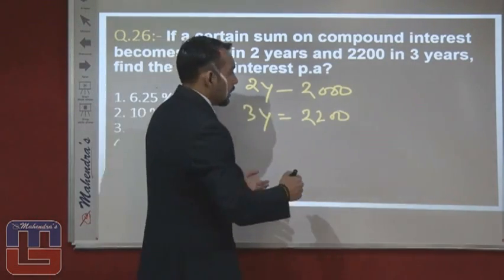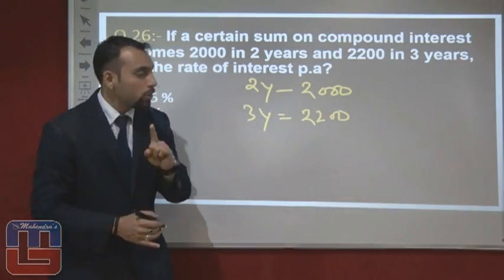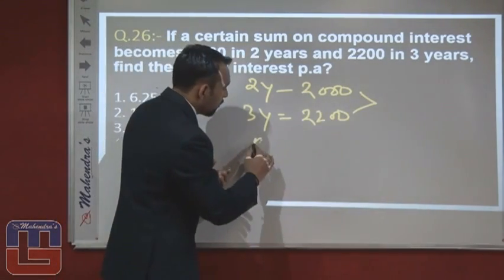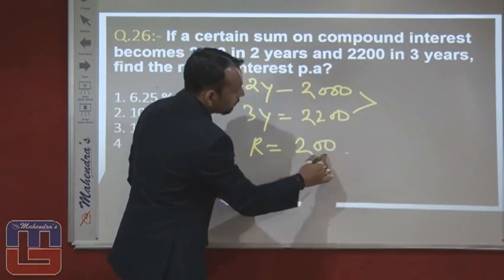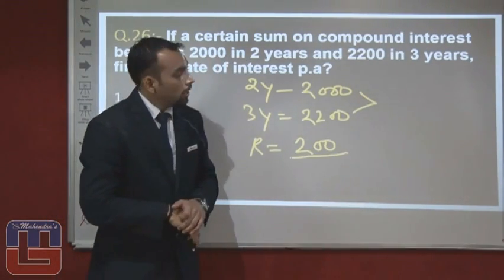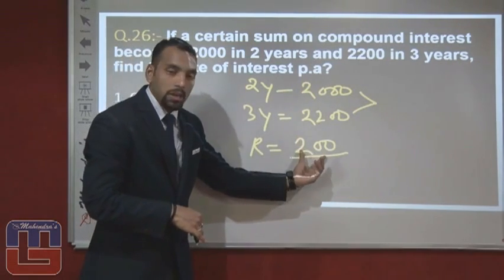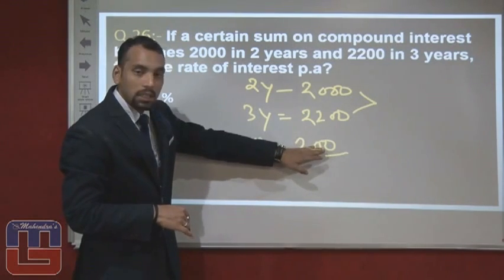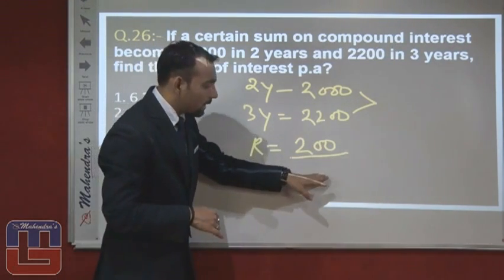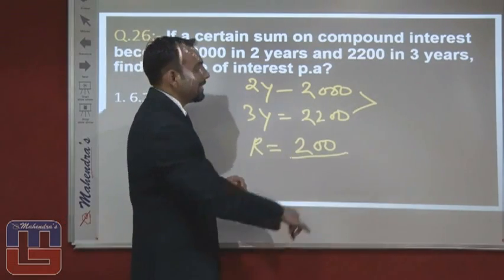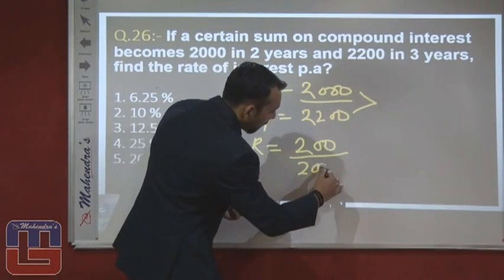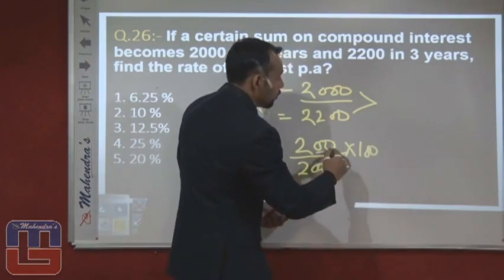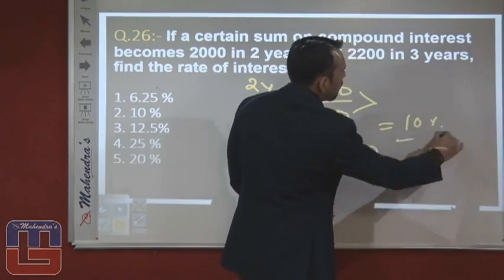Now see, if you have to find the rate, what will you do? Firstly, you will find the difference between the two amounts. The difference between the two amounts is 200, and we have to find the rate. So how will we find it? The difference you have to write in the numerator, and in the denominator you have to write the smaller value, that is 2000, multiplied by 100. So if you solve, you will get the rate as 10%.